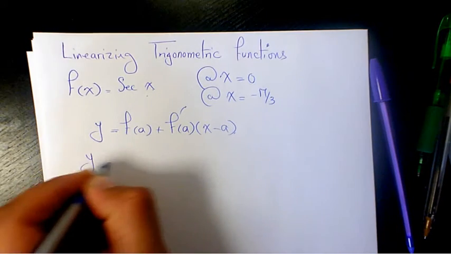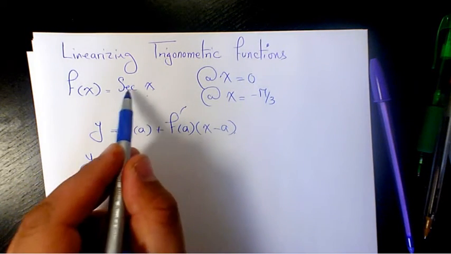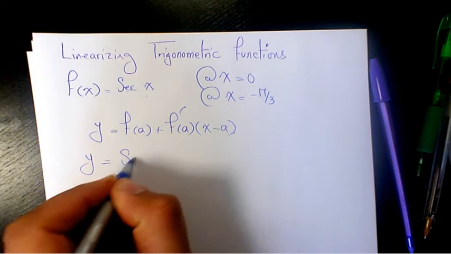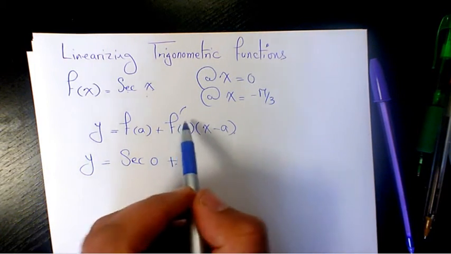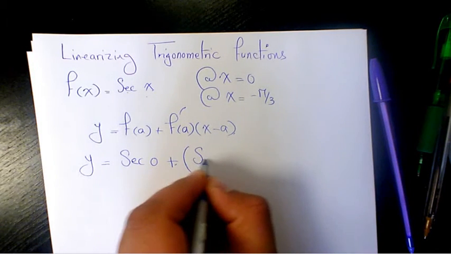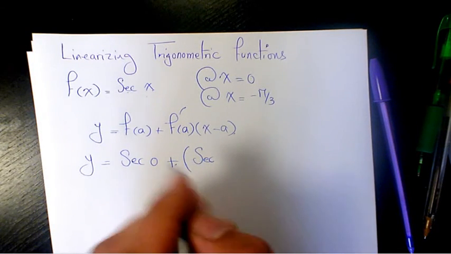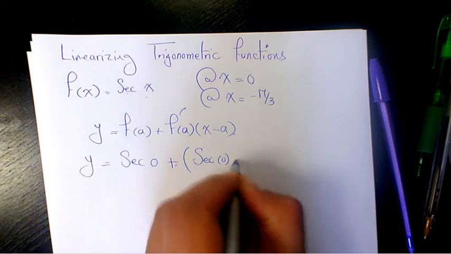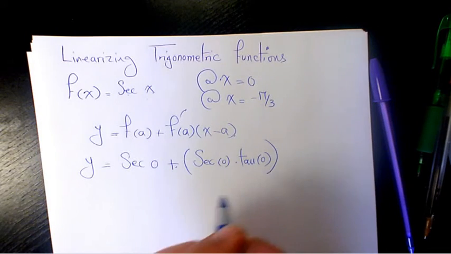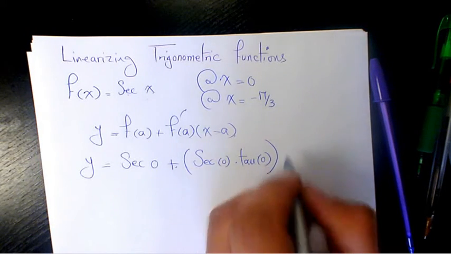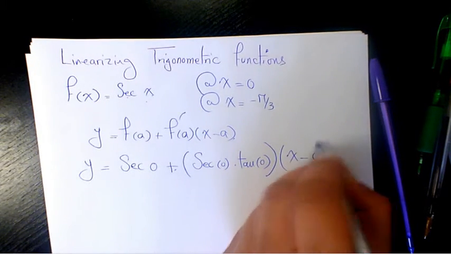That's going to be y equals secant of 0 plus the derivative of secant, which is secant x times tan x, so secant 0 times tan 0 times x minus 0.